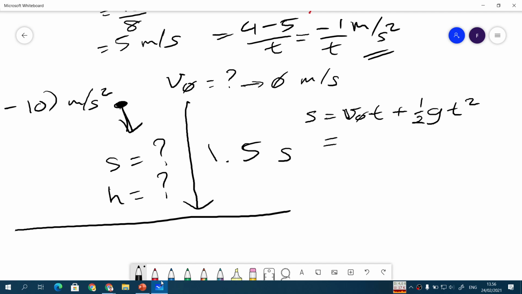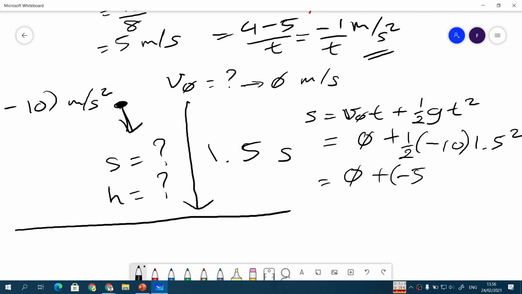Okay, let's plug in everything we have here. V naught times t, of course, is 0, plus a half of negative 10 times 1.5 squared. Okay, 0 plus negative 5 times 1.5 squared, which is 2.25. So I think, can you help me to calculate this? 10.5. Oh no. 11.25.